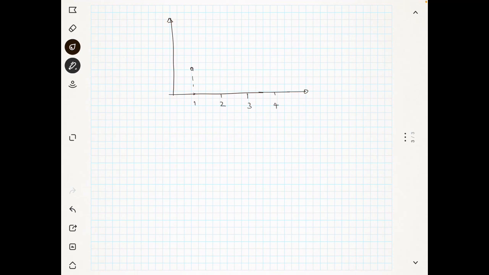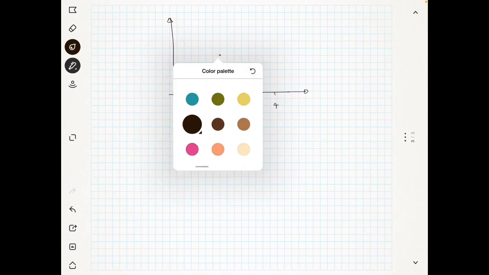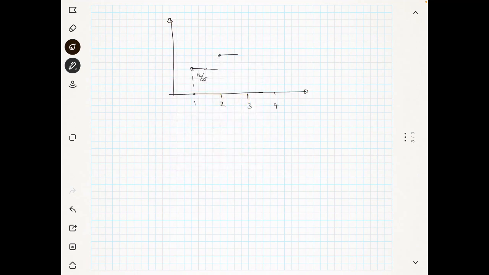From 1 onwards we got 12 by 25, and this will continue till 2. From 2 onwards we got 18 by 25, and it will continue up to 3. From 3 onwards we will get 22 by 25, and from 4 onwards we will get 1. So this is the cumulative distribution function, which is Fx of x.